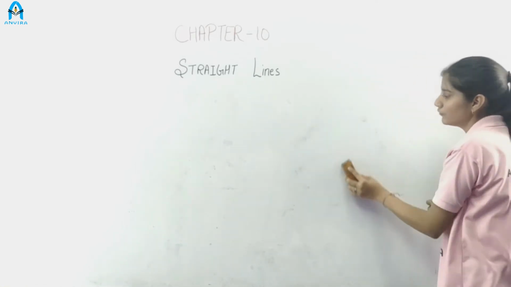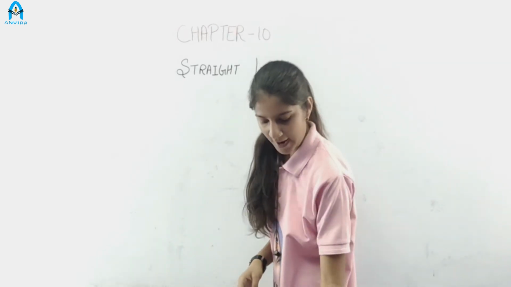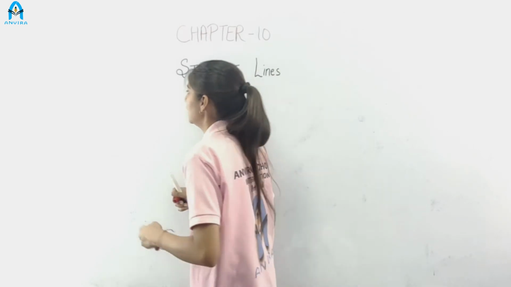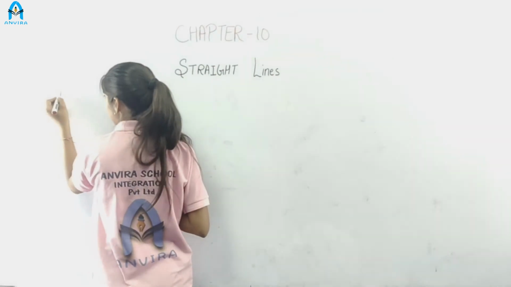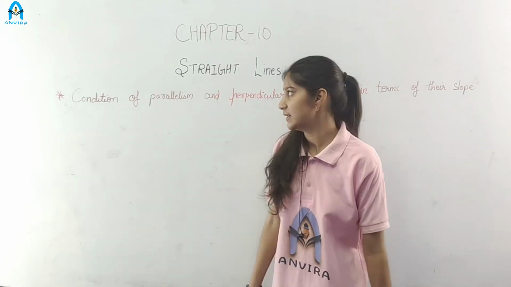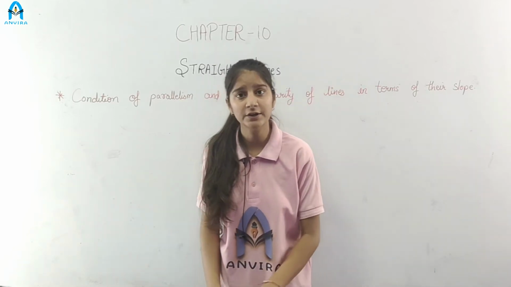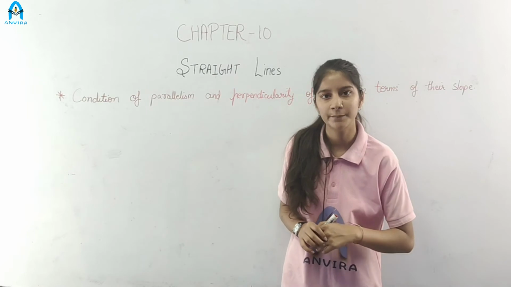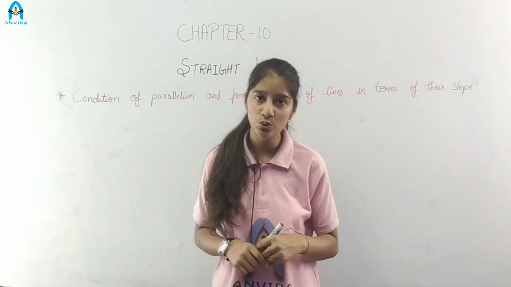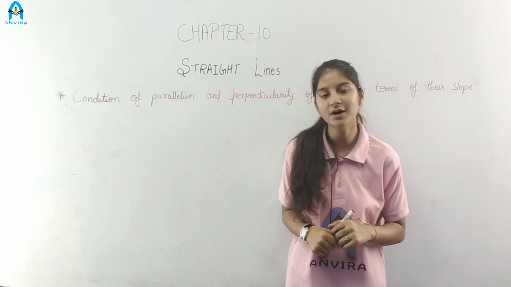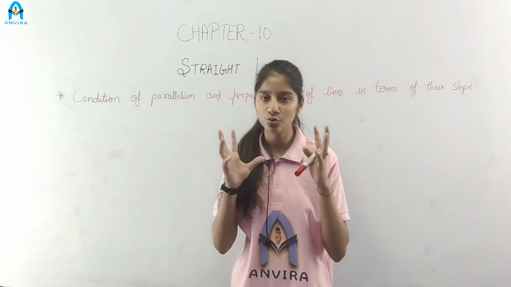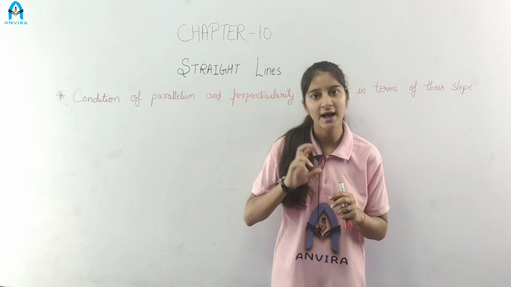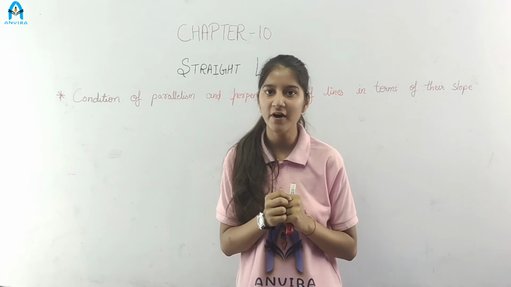By the help of slope, we will find the parallelity and perpendicularity of the lines. Now, we will discuss how we can find the condition of parallelism and perpendicularity by using the slopes of the lines. Let we have two lines given, L1 and L2. Then how can we find it out?